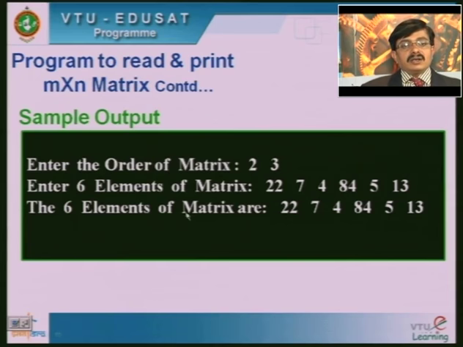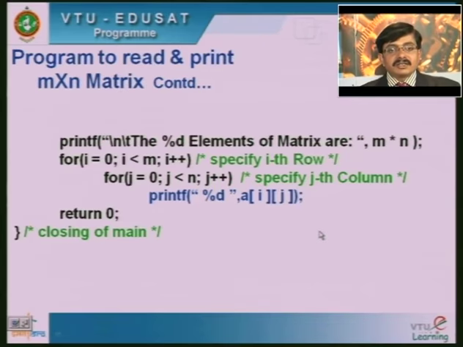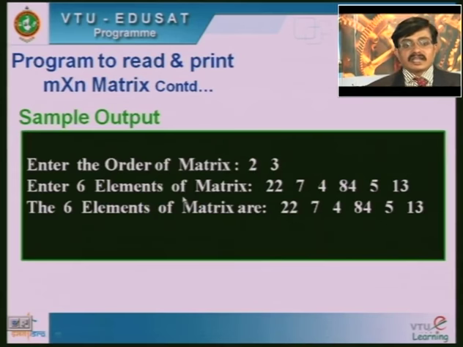Now, in order to display the matrix elements back on the screen, I am using the printf statement. The 6 elements of the matrix are 22, 7, 4, all the elements I am going to print there, because this particular printf statement corresponds to printing of the elements of the matrix. But how exactly does the matrix look like? With respect to this particular input, there are 2 rows and 3 columns, so in each row I have 3 elements: 22, 7, 4, and in the second row I have 84, 5 and 13.